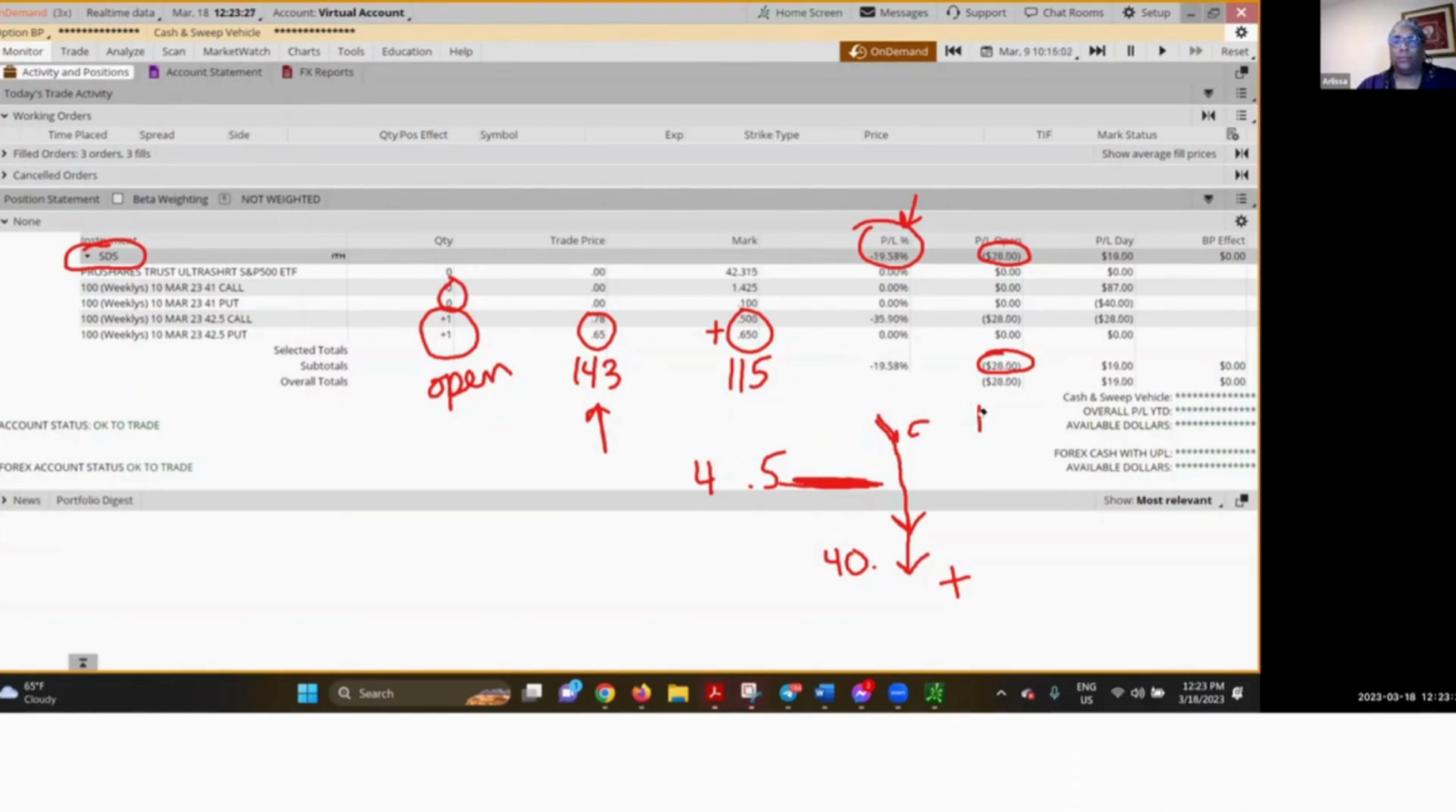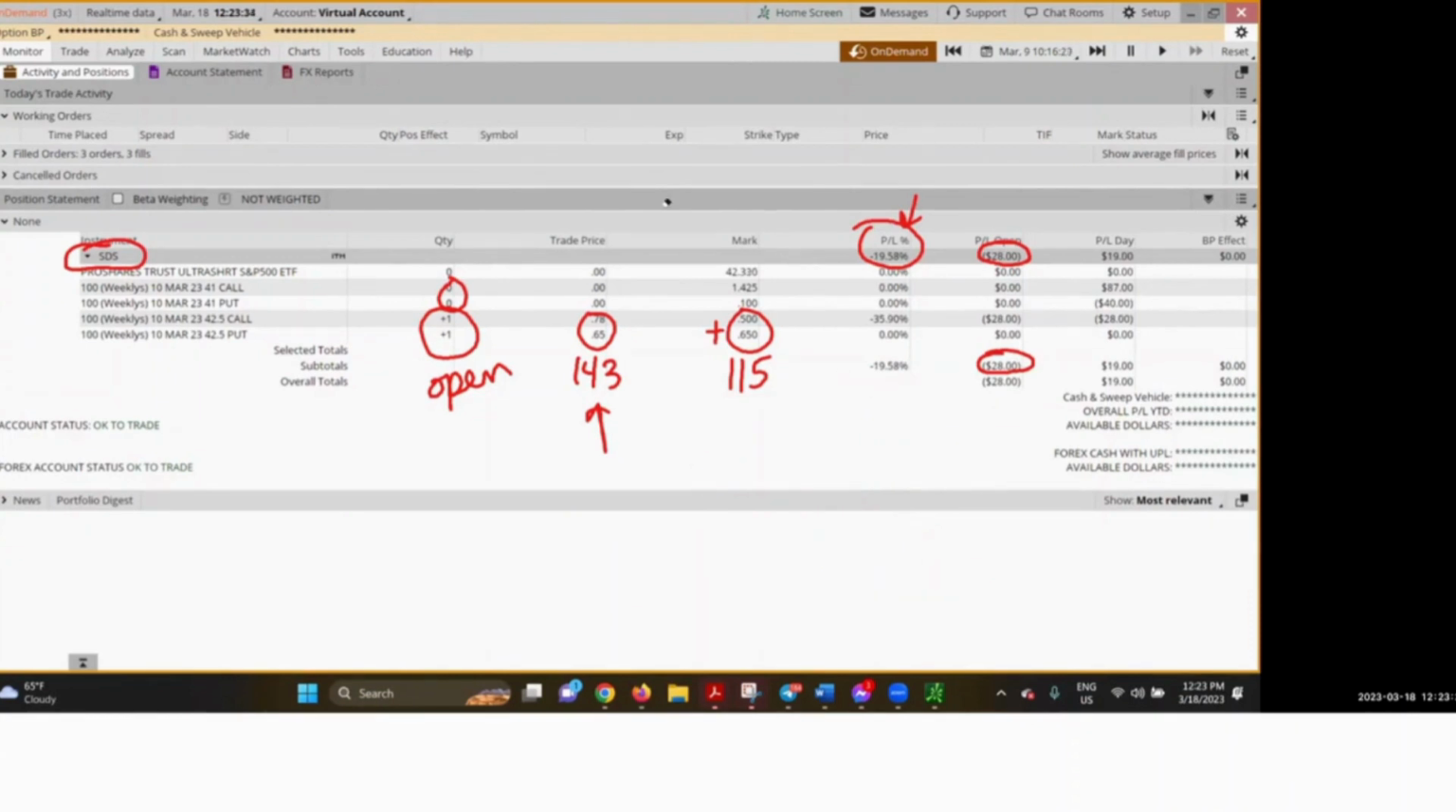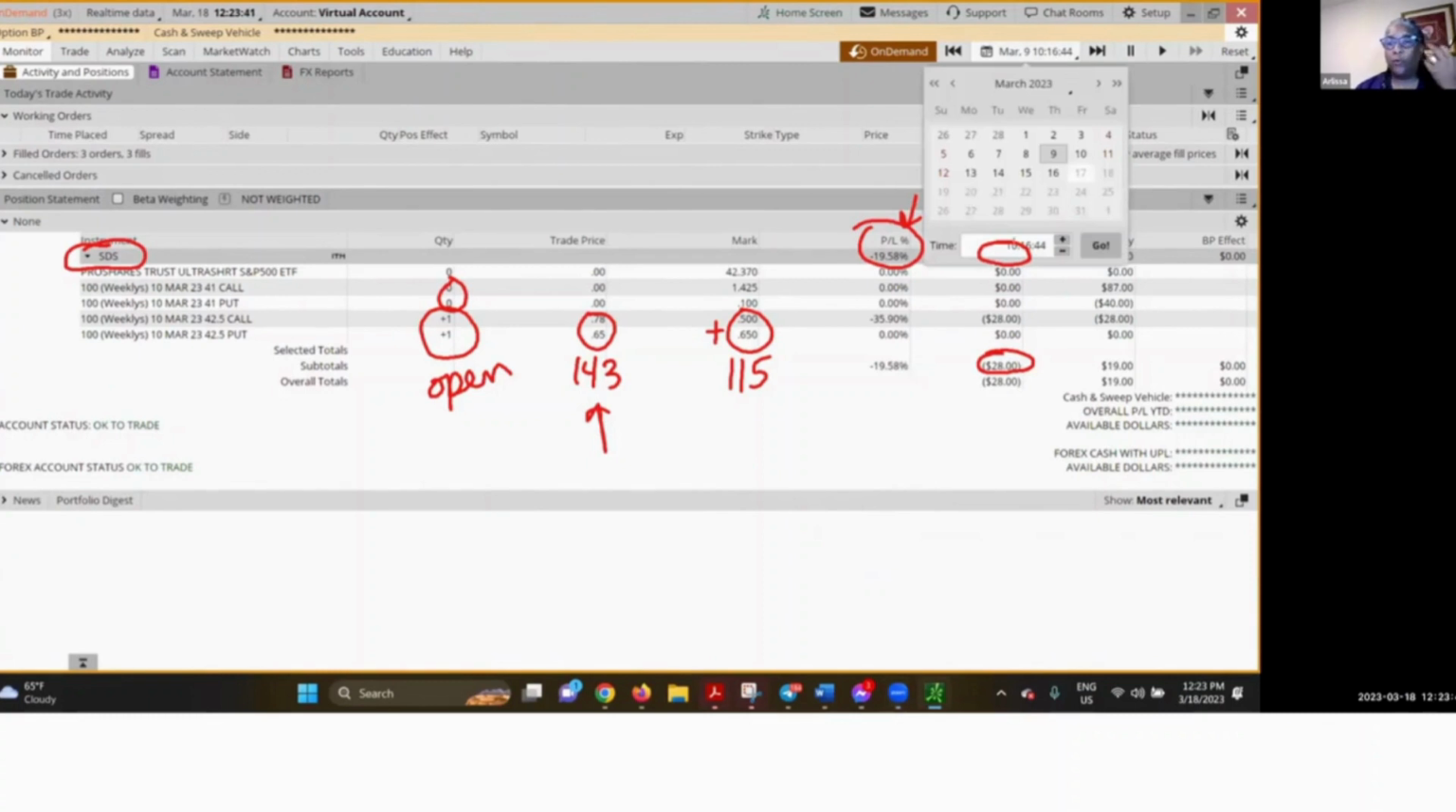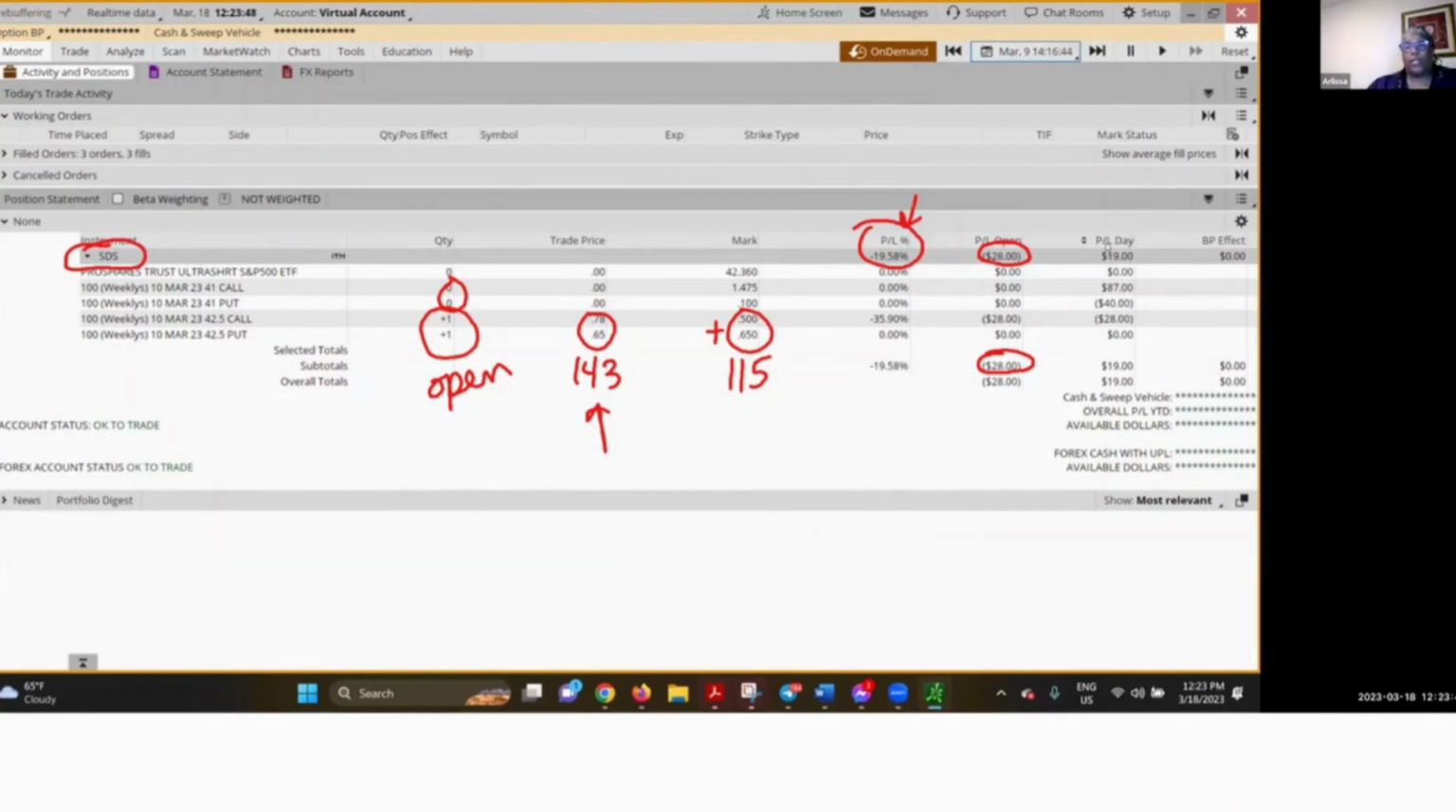Okay. So at this point, we are at $28. That makes sense, Eminata? Yeah, it does. Okay. Let's move ourselves forward to like 2 o'clock and see what happened on this day in the 2 o'clock range.